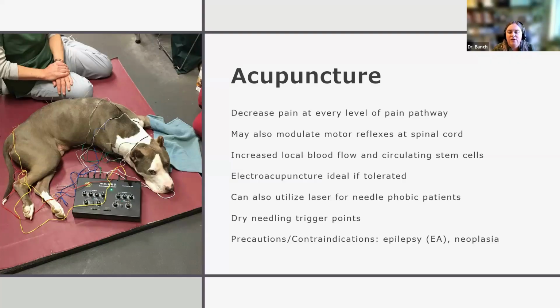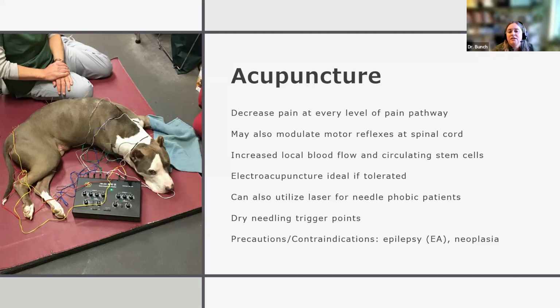And we do have evidence in, I don't have the papers here, I didn't have the time to put papers for everything, but we do have evidence to support it helping with cervical disease. Nice thing about it as well is it may actually also modulate motor reflexes at the spinal cord level. So when we're dealing with our paraplegic patients, that could potentially help. Locally increasing blood flow and circulating stem cells.